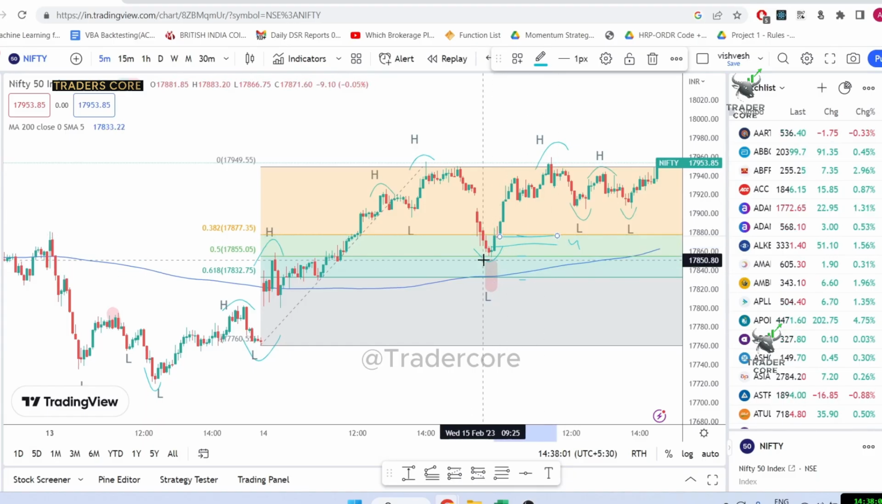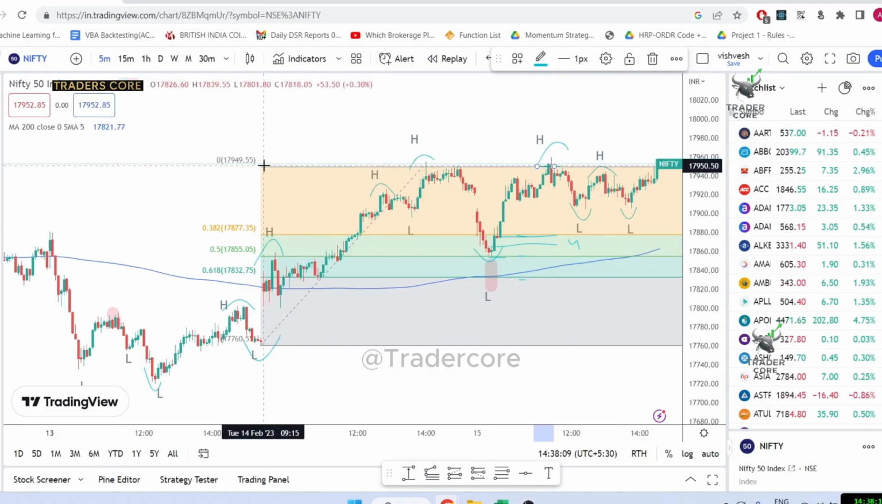Our stop loss will be the swing low, so this level here will be our stop loss, and our target will be at the high here. So this becomes the target. The upper line becomes the target, and as you can see, this strategy has given us the profit.